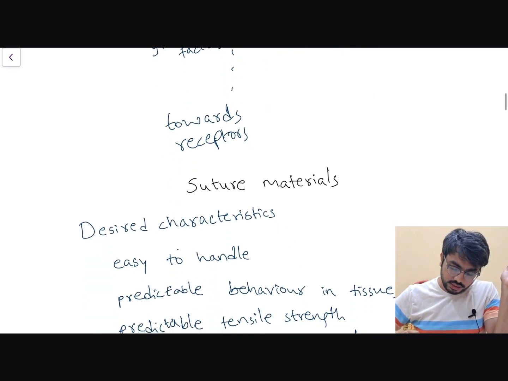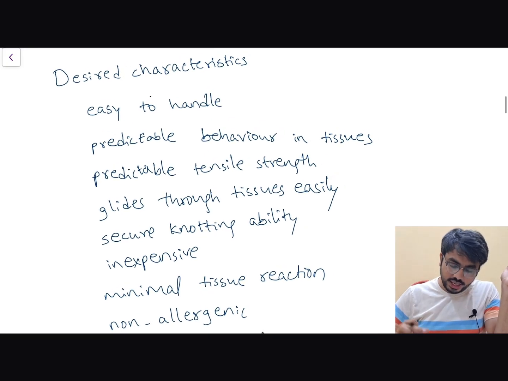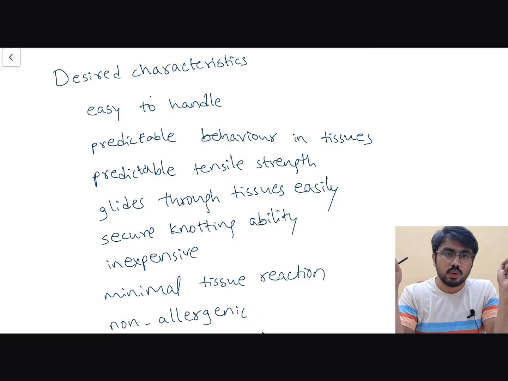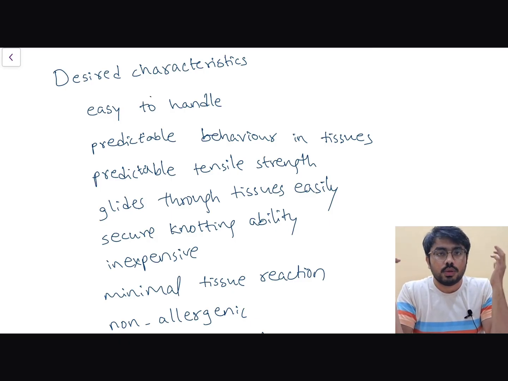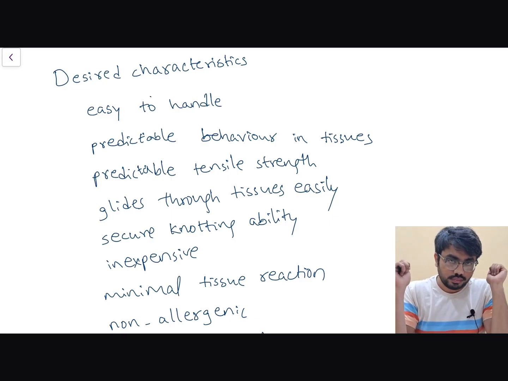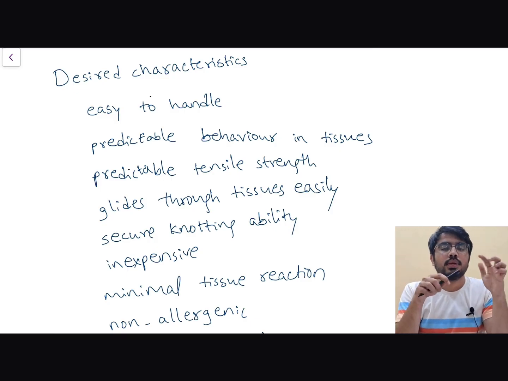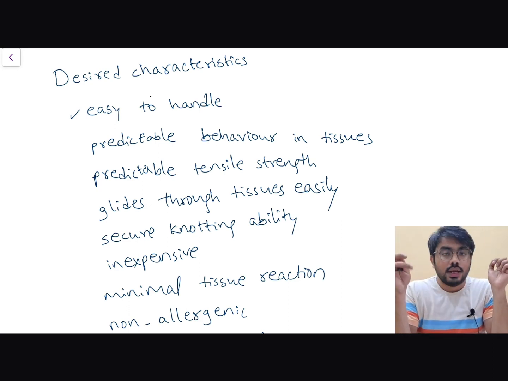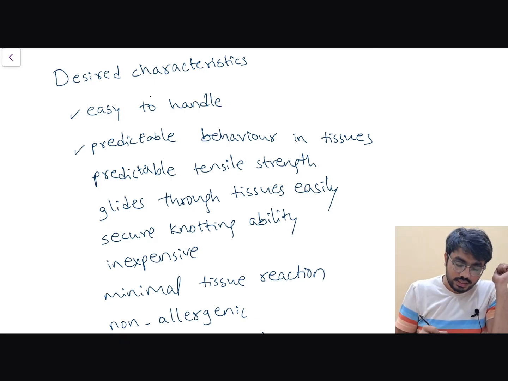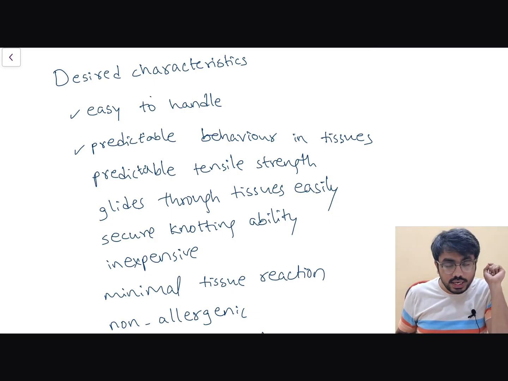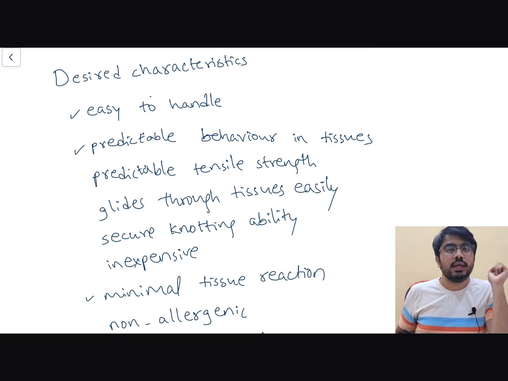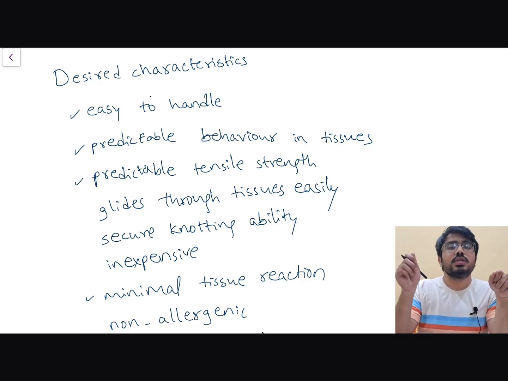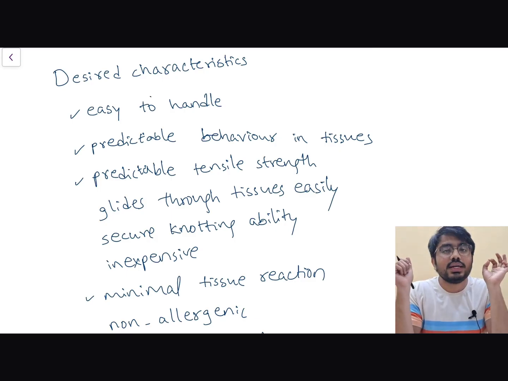Now, first thing, we are going to look at the desired characteristics of a suture material. If I am going to use a suture material, what am I going to look into? Number one, it has to be easy to handle. The second point: I should be able to know the behavior of the suture within the tissues. The other thing is it should cause minimal tissue reaction. And predictable tensile strength. If the tensile strength is not good, then it is of no use.